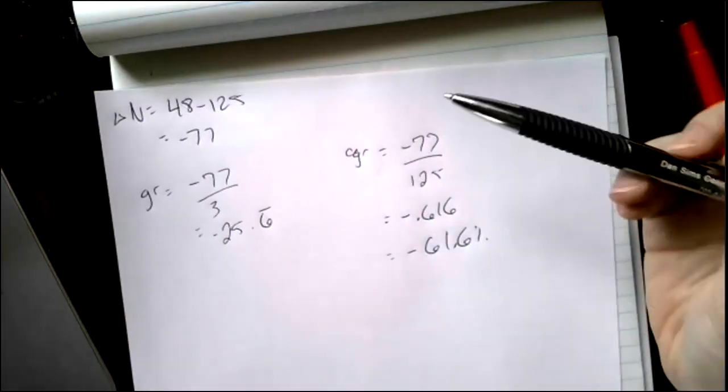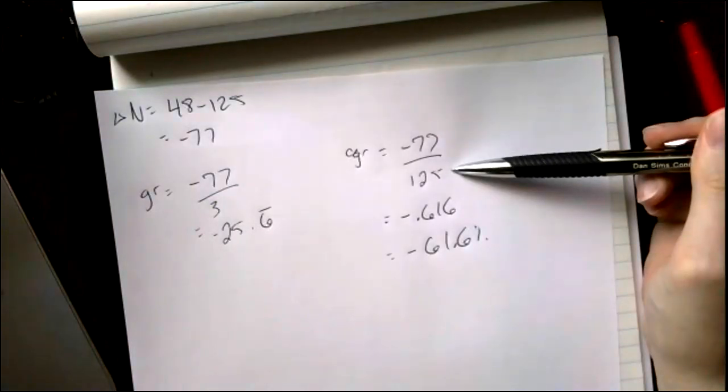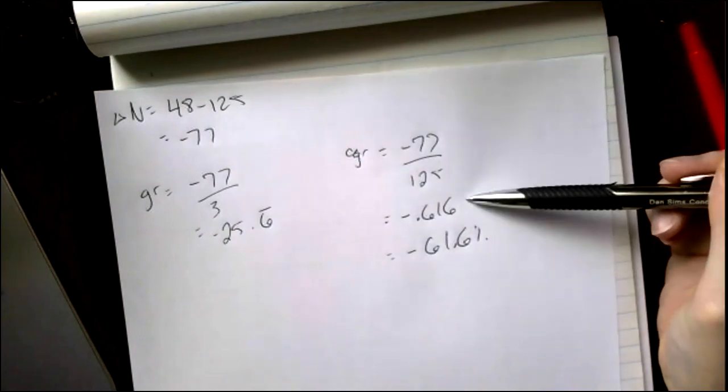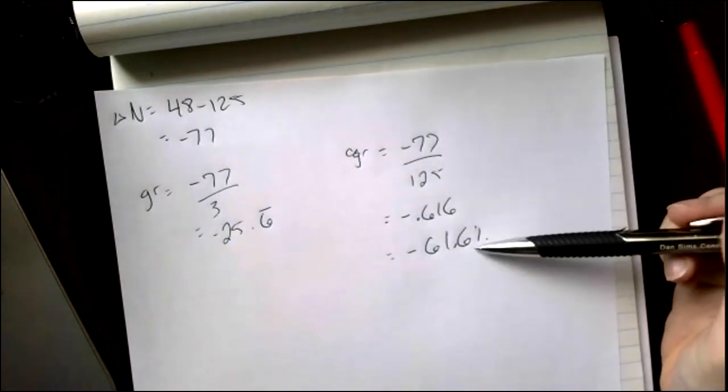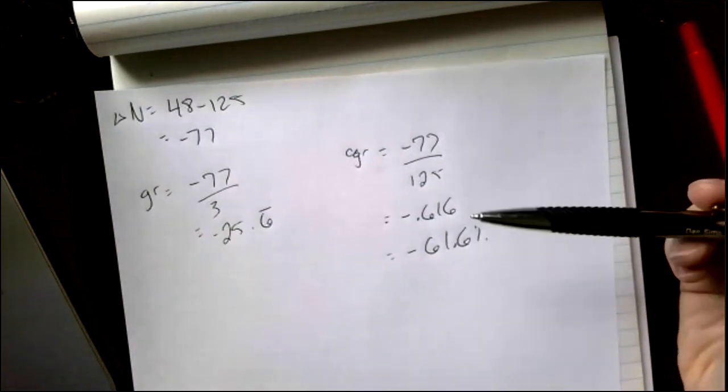For the per capita growth rate, we take the negative 77 and divide it by the initial population of 125, and we get negative 0.616, which is negative 61.6%, which means this population is decreasing by about 62%.